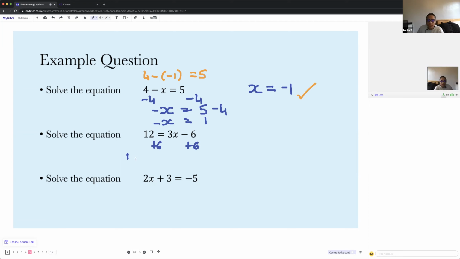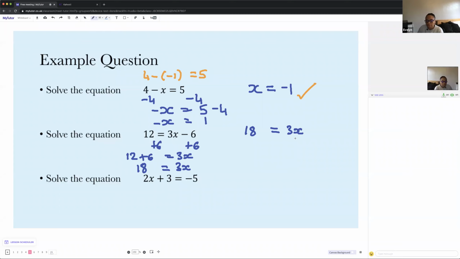12 plus 6 is on the left-hand side. On the right-hand side is 3x. 12 plus 6 is 18. So we've got 18 equals 3x. So if I write that up here, it'll be easier to see. 18 equals 3x. And then the next step that we have to do is get rid of this 3, because we still want x by itself.